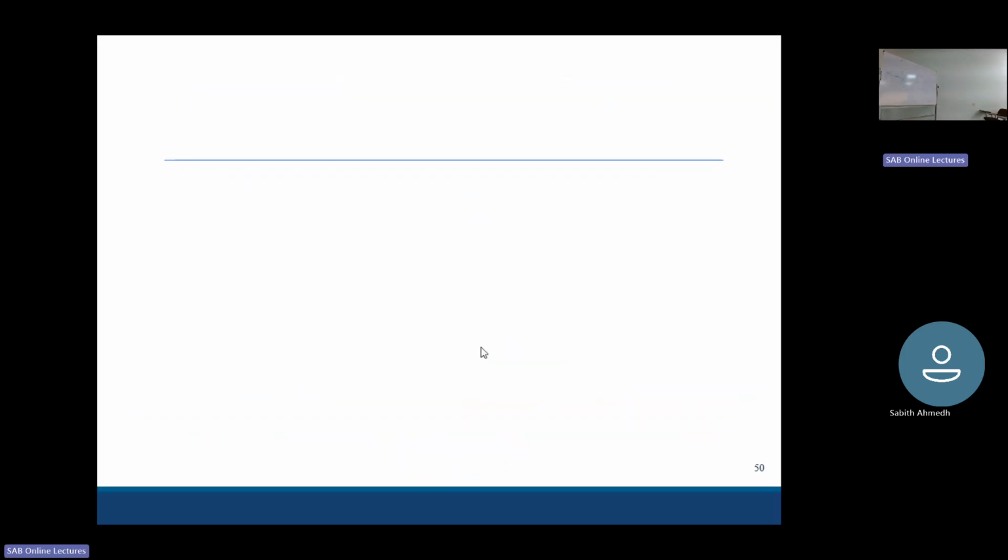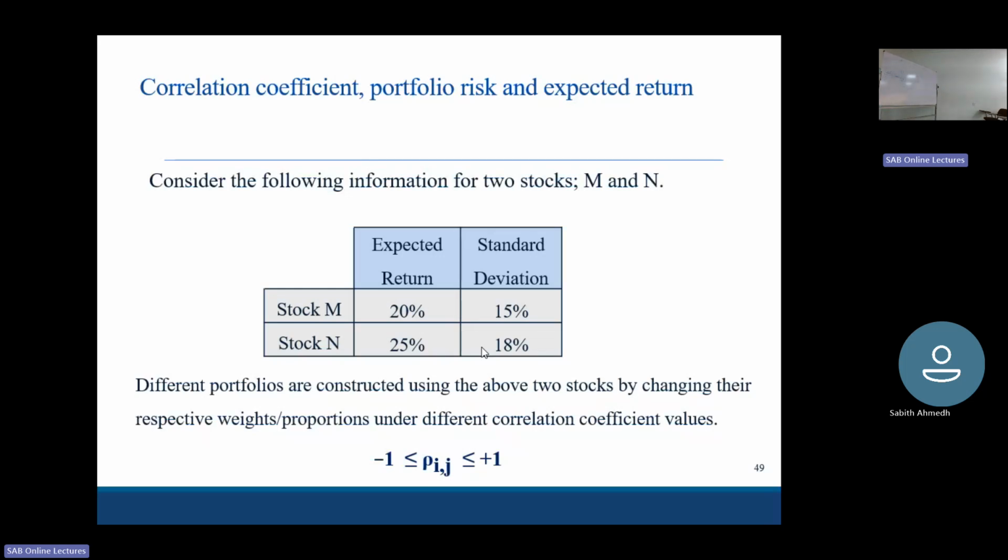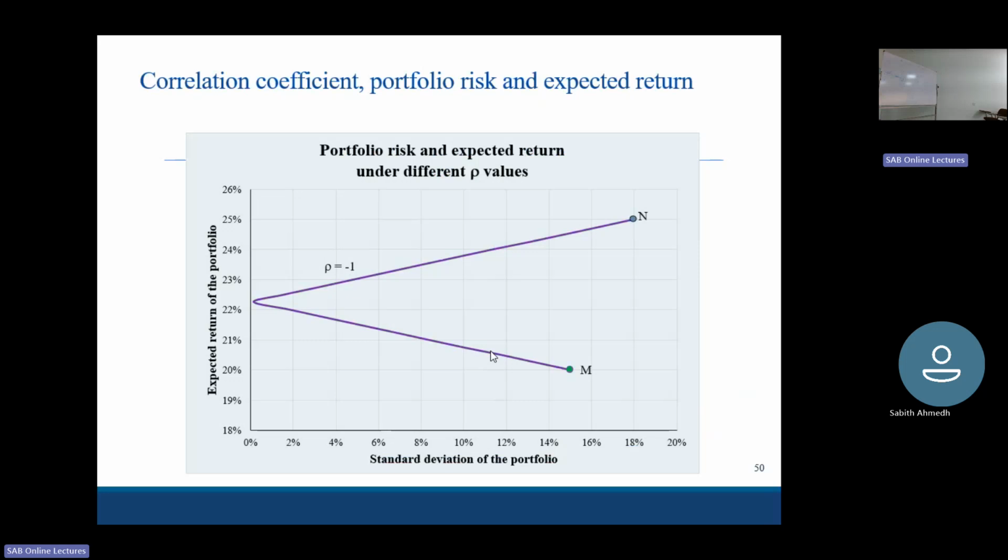Right. Now, these are two stocks, with expected returns and standard deviations. Now look at this. If you construct different portfolios, changing the weights, by taking the correlation coefficient as -1, you know, -1 means perfectly negative. Then in the double summation formula, we put the correlation coefficient as -1. So you are changing the weights 50-50, 60-40. Likewise you can change the weights.